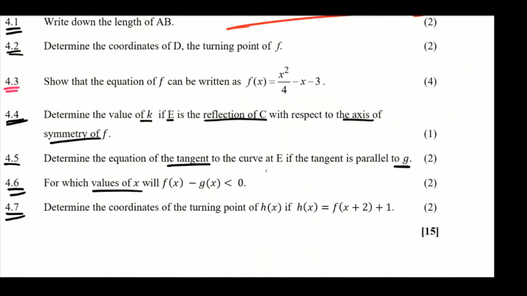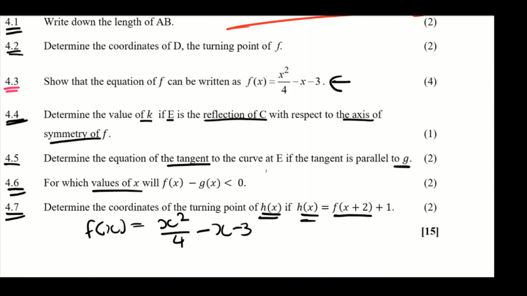4.7, determine the coordinates of the turning point of h, if h of x is equal to f of x plus 2 plus 1. Okay, cool. So we are asked to find the turning point, right? Remember, this is f of x. We identified the equation previously. So f of x is equal to x squared over 4 minus x minus 3, right? And also remember that we already know the turning points of the graph. We identified the turning points in the previous questions.